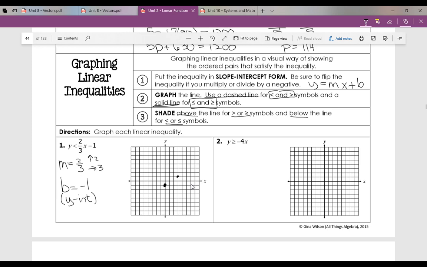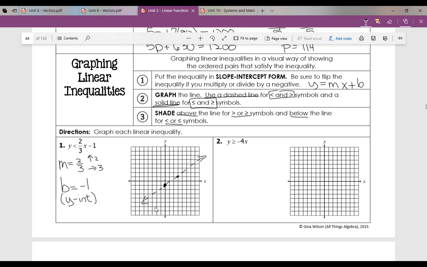Now, I am going to connect these points, but I'm going to do it with a dashed line. So when you are graphing these in Math Excel, they do have a solid option and a dotted option. So make sure that you do click the dotted line option. You put a dot here, then you drag the cursor, you put your dot here, and then it will automatically fill in the dotted line for you.